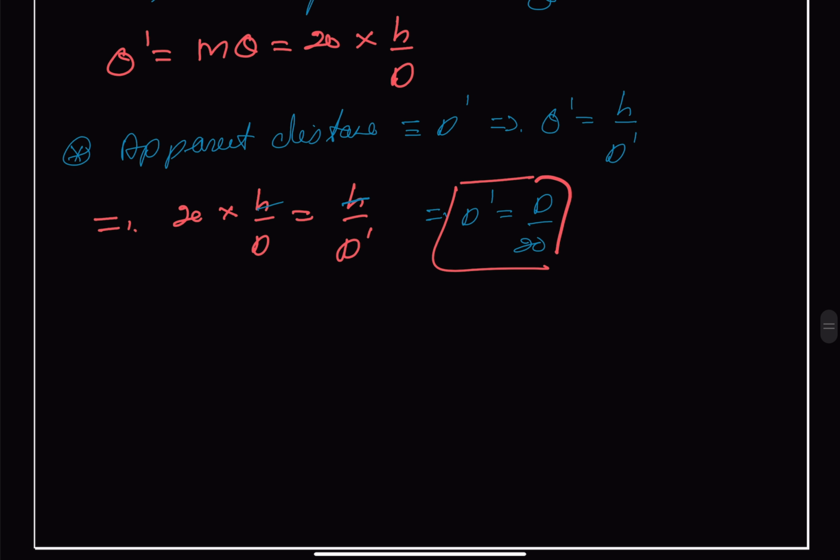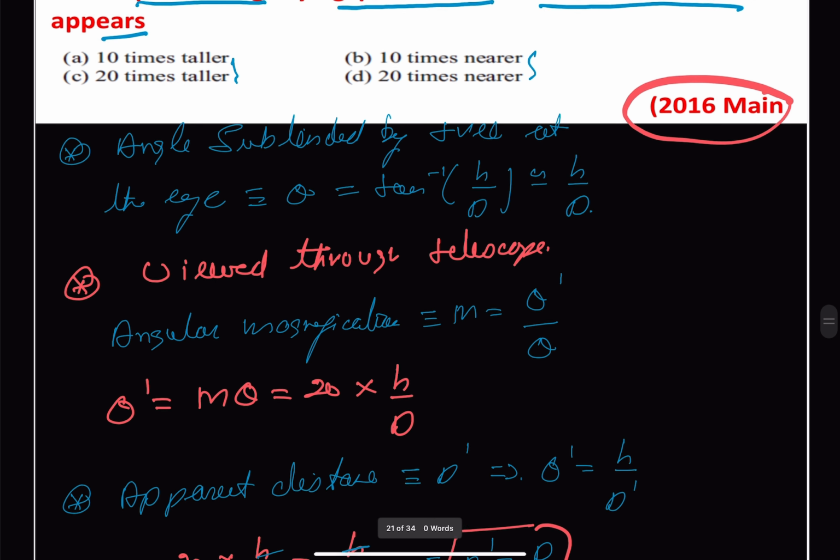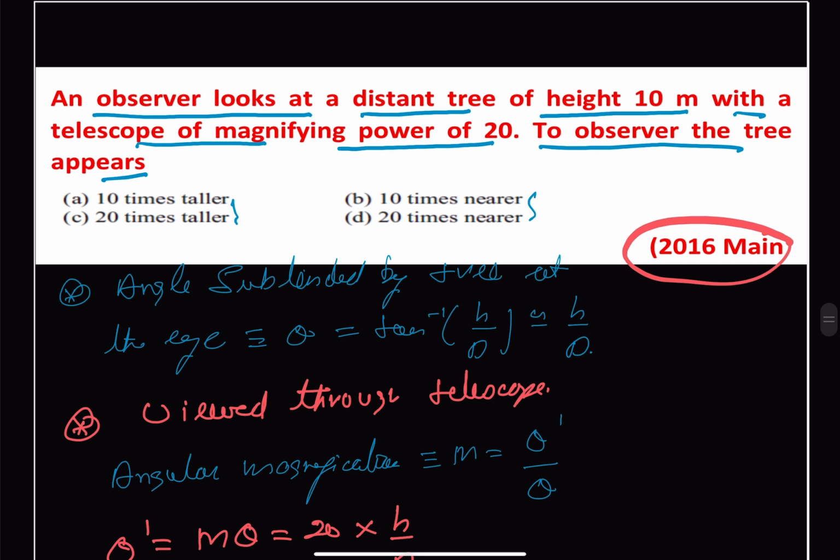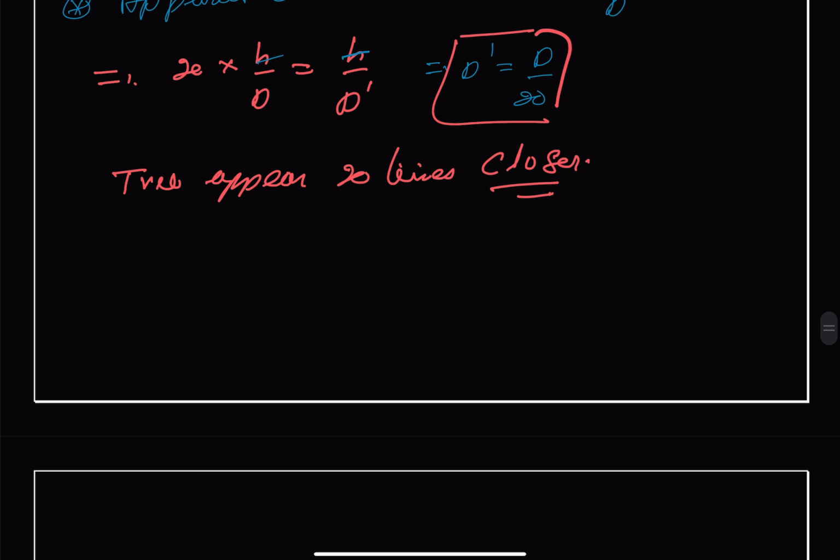So we can say that the tree appears 20 times closer. So the option is 20 times closer, meaning option D is the correct option. Option D is correct. Come to the next question.